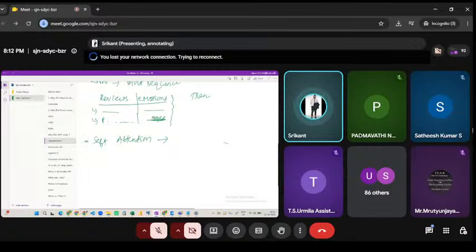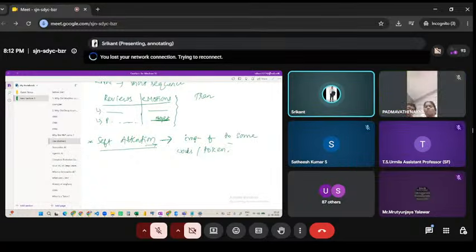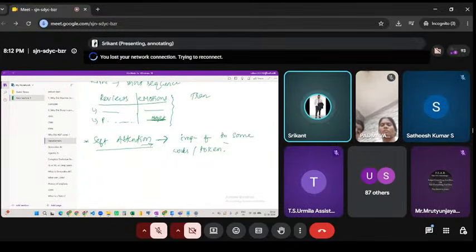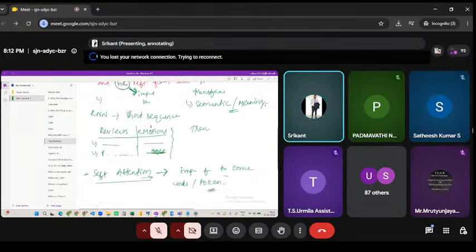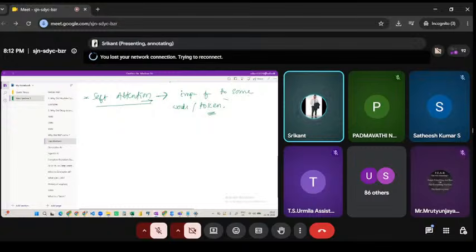Self-attention is a technology which gives some importance to some words, or we can say tokens. We'll discuss in the end what a token is. So this is self-attention. Here the important word is he. Okay, I will give another example.